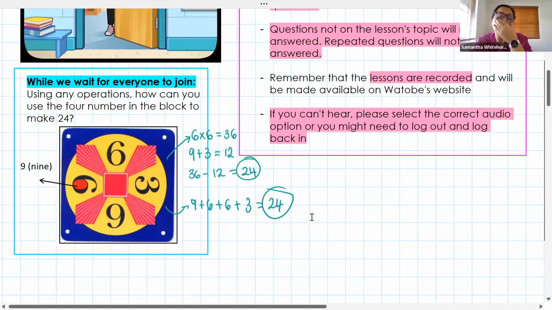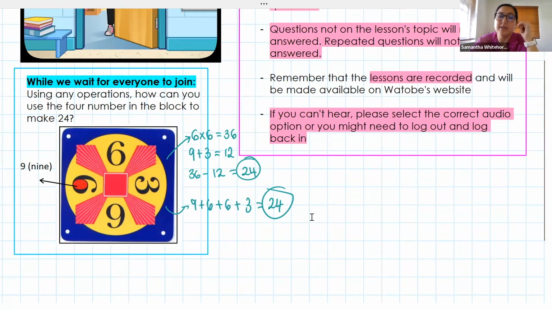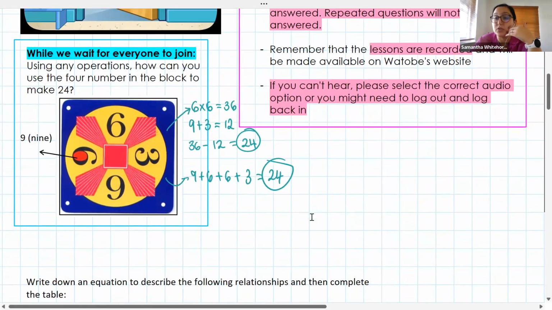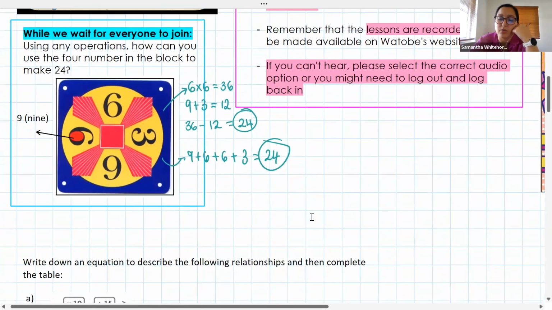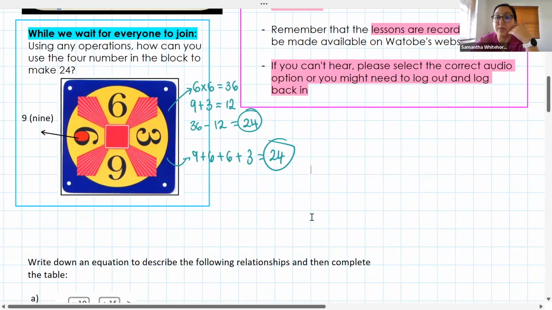Let's get into it. So guys, essentially what we've been speaking about is relationships, how to represent these relationships in different ways, all leading up to just being able to take all of those representations and represent it graphically.